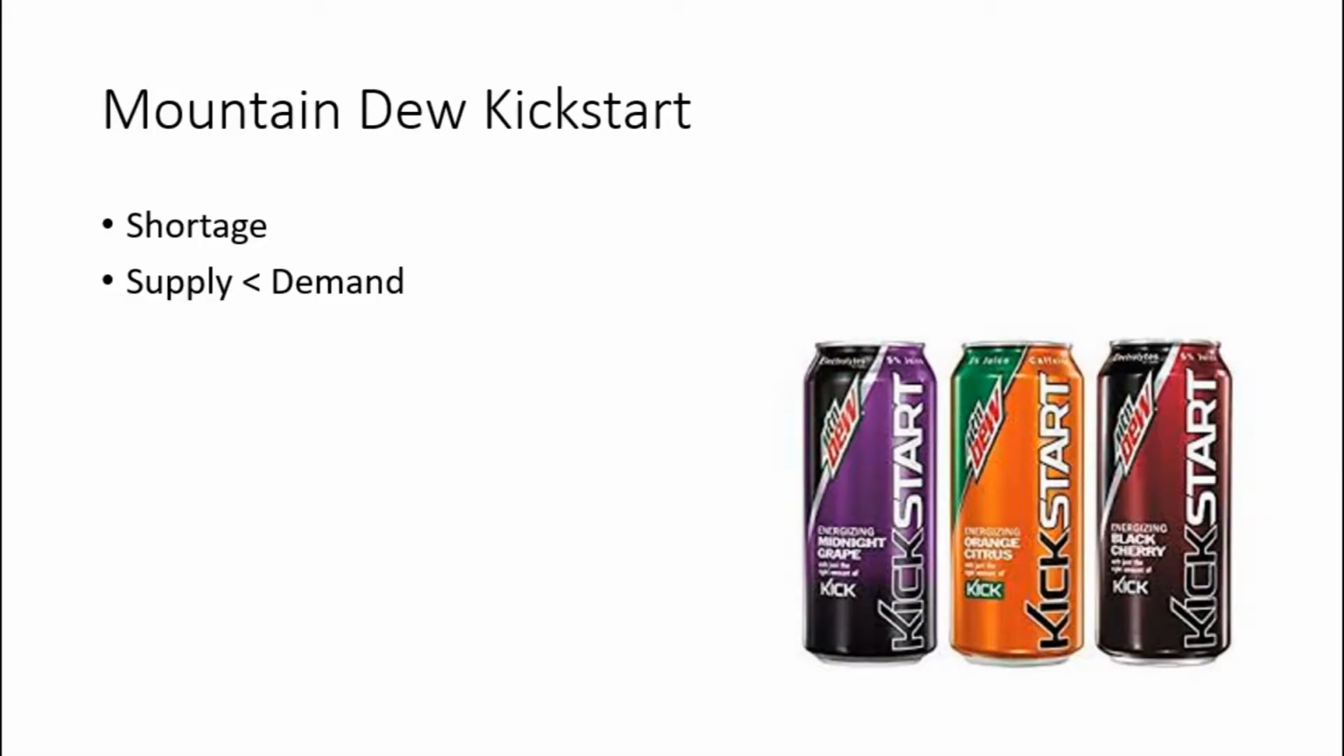In this video, we are presented with the shortage of Mountain Dew Kickstart. This market is out of equilibrium because Jonathan demanded a drink, but one was not able to be supplied. This could have been caused by an unexpected increase in number of customers.